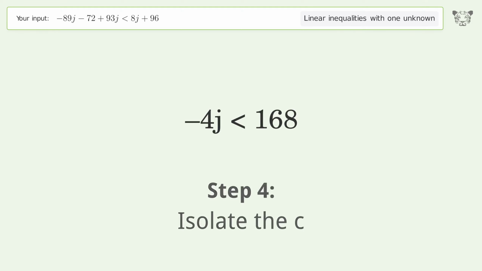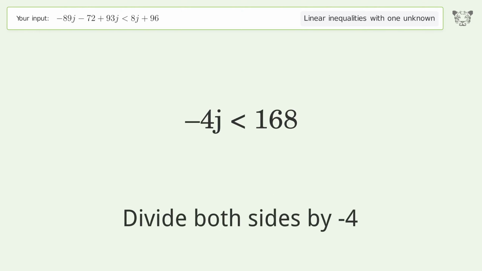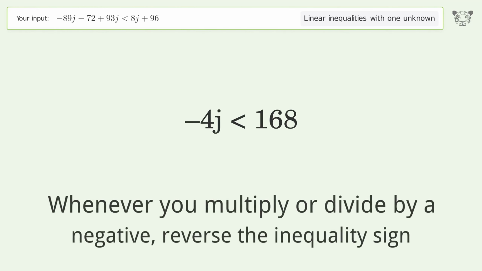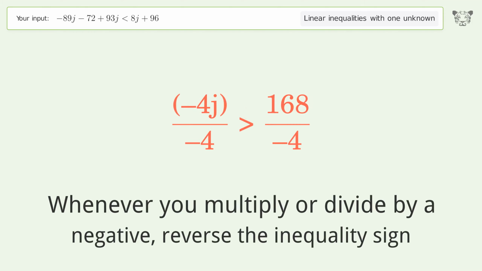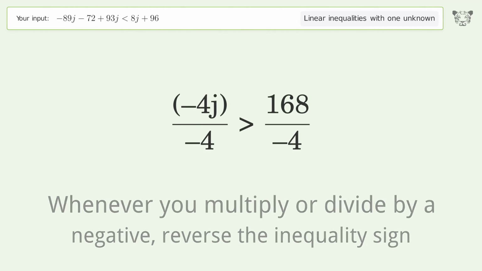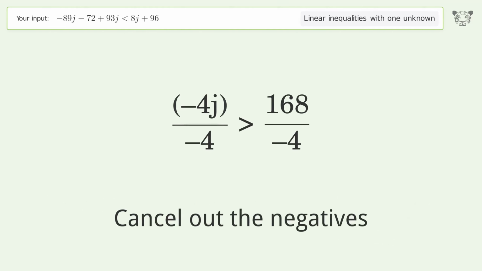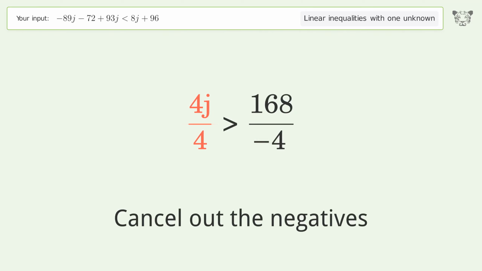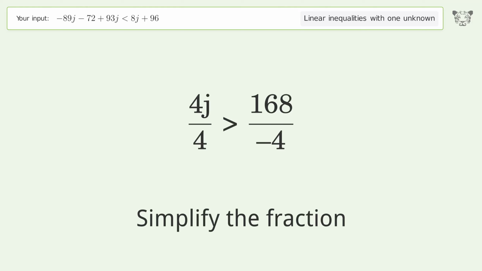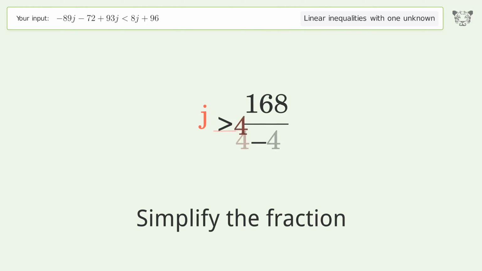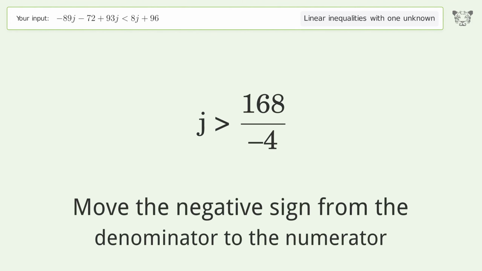Isolate the j. Divide both sides by -4. Whenever you multiply or divide by a negative, reverse the inequality sign. Cancel out the negatives. Simplify the fraction. Move the negative sign from the denominator to the numerator.